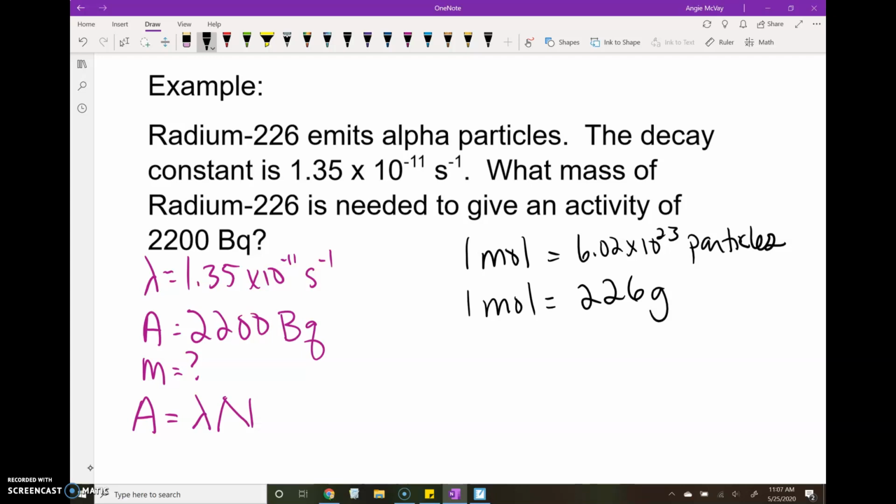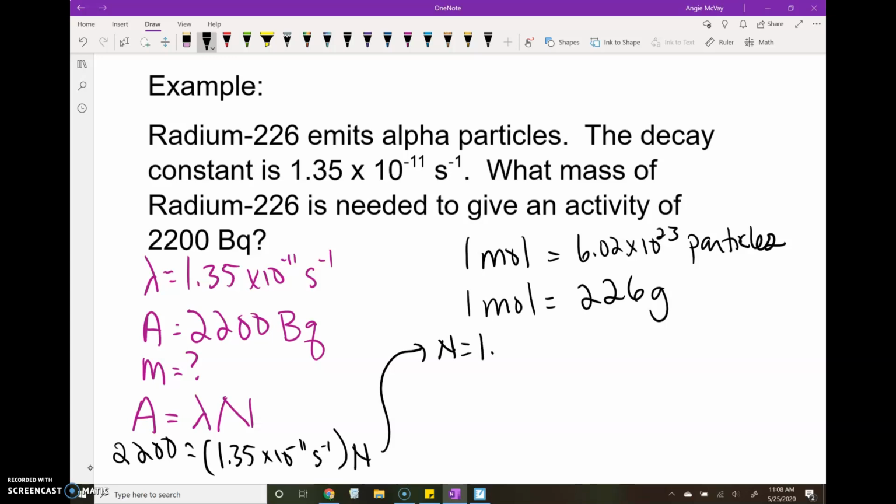All right, so in this problem, if we're able to plug in 2200 becquerel equals 1.35 times 10 to the negative 11 inverse seconds times N, and we solve for N, we would get that that is equal to 1.6 times 10 to the 14 undecayed particles, or nuclei.